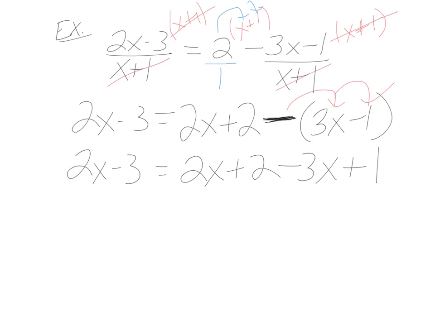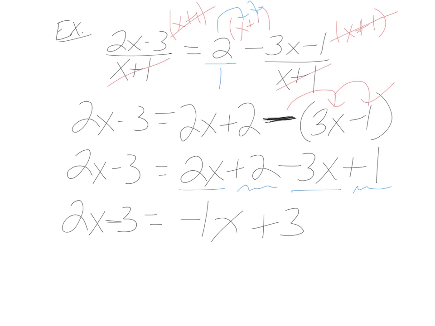On the left side, there's nothing we can do. On the right side, I can combine, let me go ahead and rewrite the left side. On the right side, I can combine the 2x and the minus 3x, which would give me minus 1x. And then a positive 2 and a positive 1 is a positive 3. I can't do anything else on the left side. I can't do anything else on the right side.